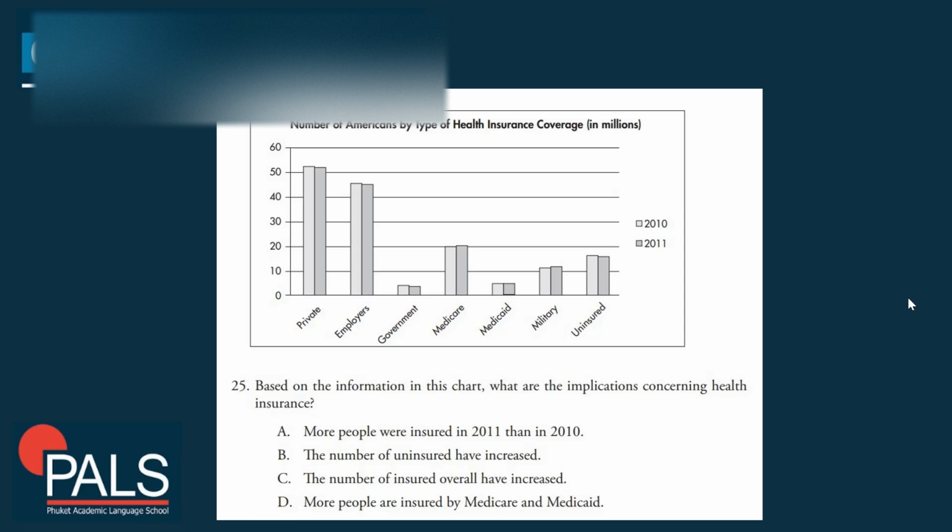Okay. So for 25, the correct answer is D. If we look at most of the differences, they are either trivial or almost even, or there is slightly less coverage in 2011. But Medicare, there is more coverage in 2011, and Medicaid is even. So this is the most likely statement.